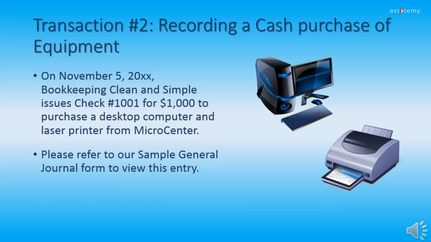And now we're ready to discuss Transaction 2, recording a cash purchase of equipment. As you may recall from the T account exercises, on November 5th, 20XX, Bookkeeping Clean and Simple issues check number 1001 for $1,000 to purchase a desktop computer and laser printer from Micro Center. This transaction is also included on the sample form in your handout, so please refer to it as we go through the next two slides where we discuss recording of this transaction.